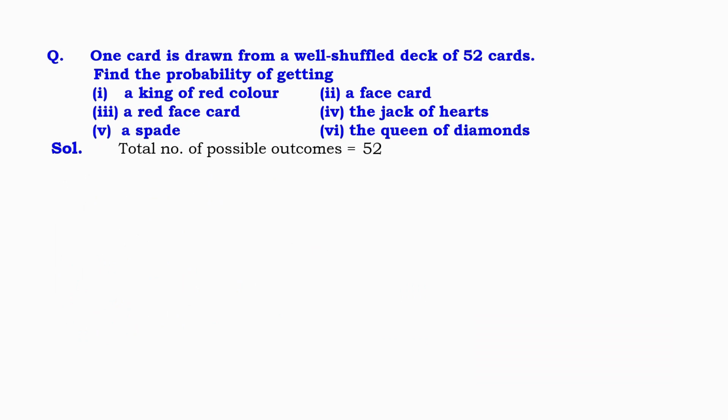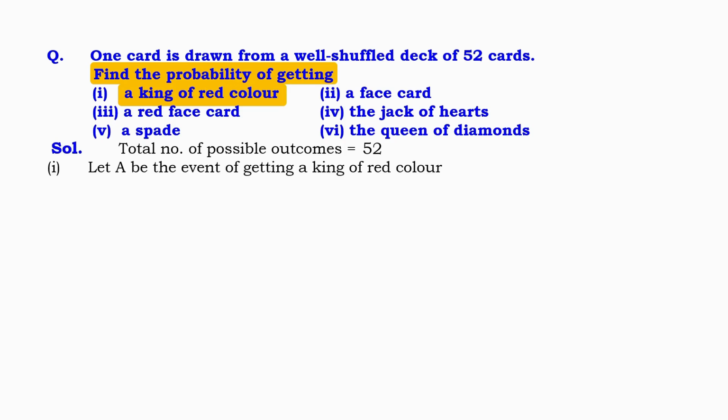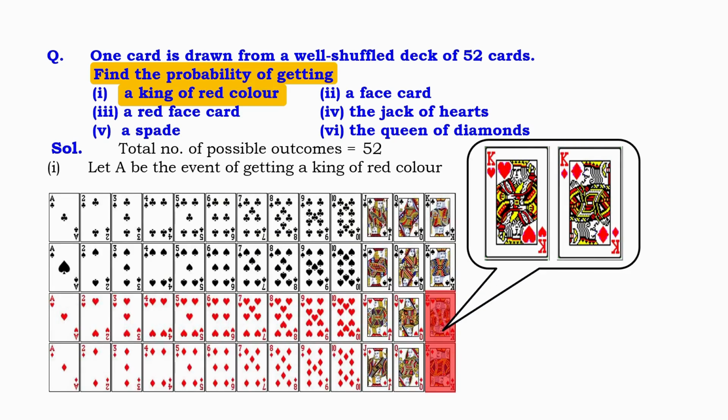Now total number of possible outcomes is equal to 52. So now we need to find the probability of getting a king of red color. Let A be the event of getting a king of red color card. Here we know that out of 52 cards there are 26 black color cards and 26 red color cards.